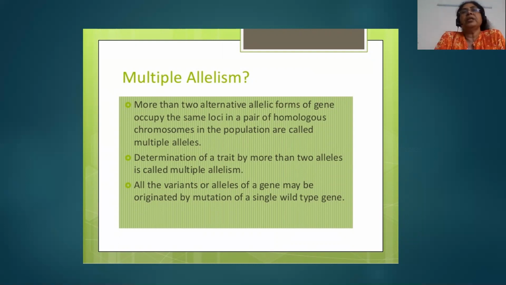Again, I'll repeat here that in an individual, there will be only 2 alleles of a trait, but in a population, there can be more than 2 alleles of the trait.